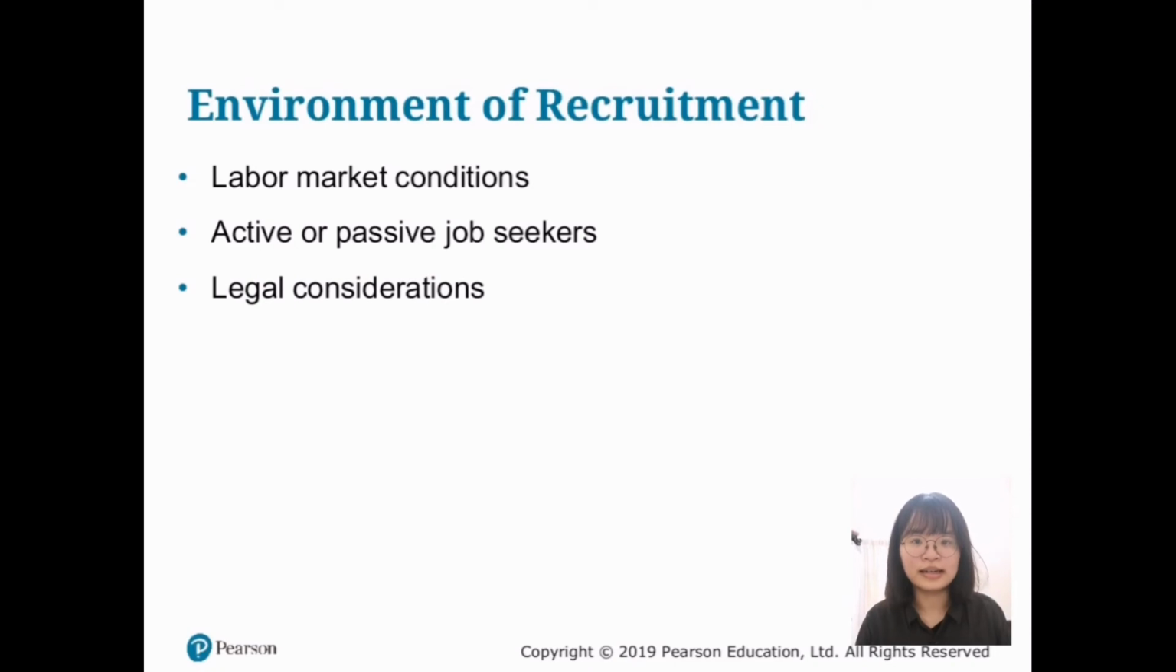Moreover, legal considerations are also part of the environment of recruitment. The recruiting process can create potential problems if organizations do not make a real effort to ensure non-discriminatory practices when hiring.